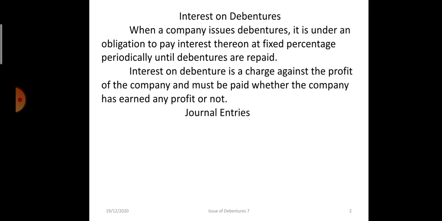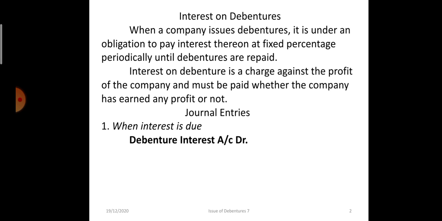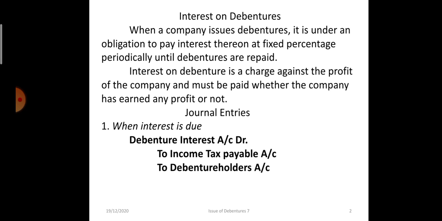Now, journal entries relating to interest on debentures. When interest becomes due: Debenture interest account debit, expenses are debited to income tax payable, or you can write TDS, tax deducted at source, to debenture holders. Okay. Here, debenture interest account debit to tax deducted at source or income tax payable to debenture holders.